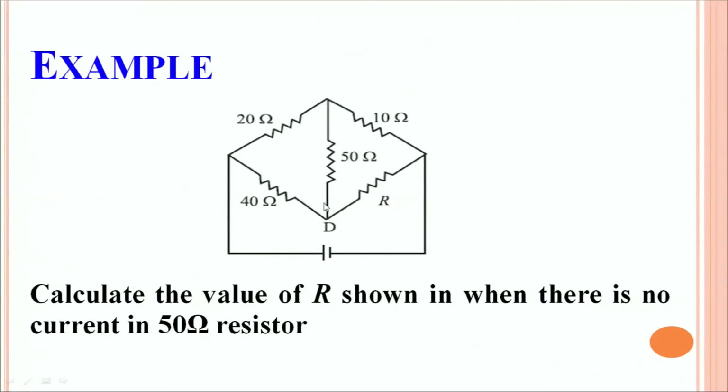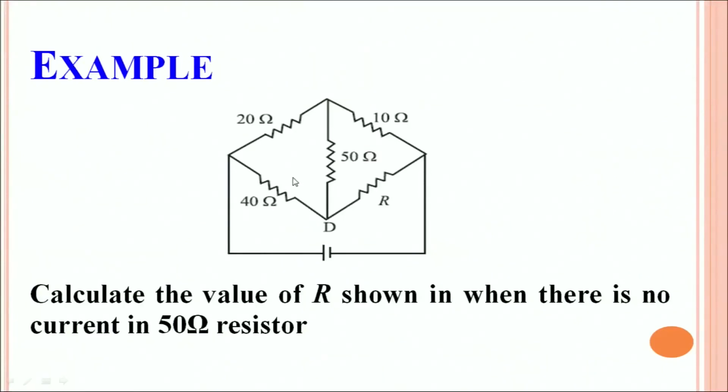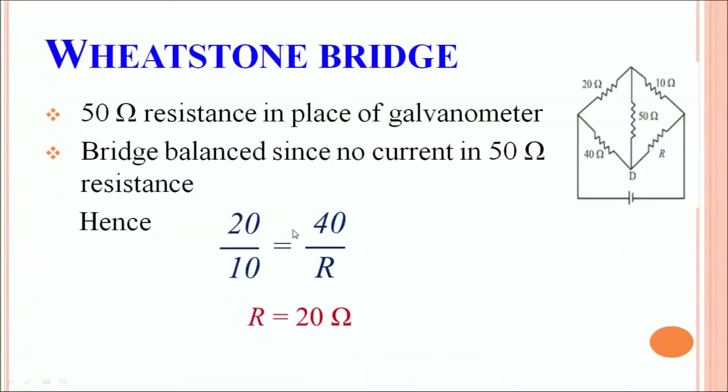50 ohm resistor. Now, when there is no current, then obviously the circuit is in the balanced condition. So, it does not matter whether you have attached a 50 ohm resistor here or a galvanometer here. If there is no current in this 50 ohm, then the bridge is balanced. So, if the bridge is balanced, then the condition will be what? 20 by 10 will be equal to 40 by R. That gives the value of R, and you can see it is 20 ohms. So, using the concept of Wheatstone bridge, we have been able to determine the value of the unknown resistor.